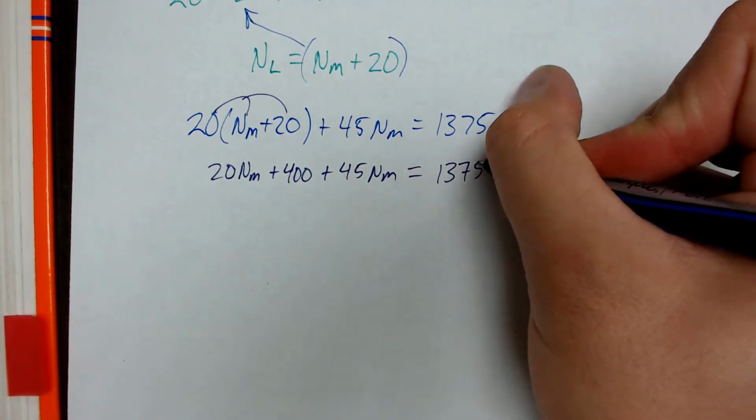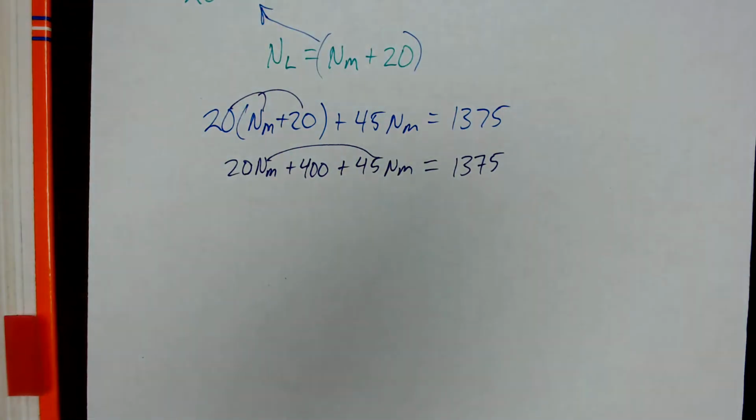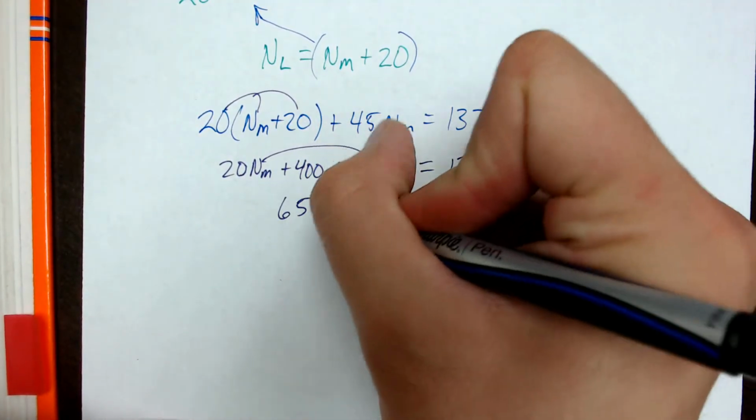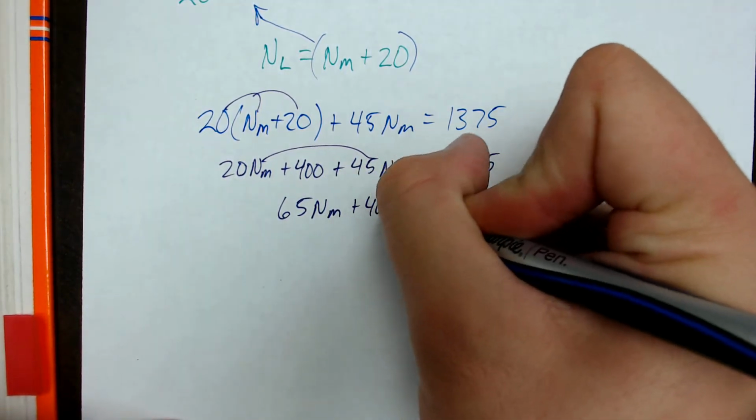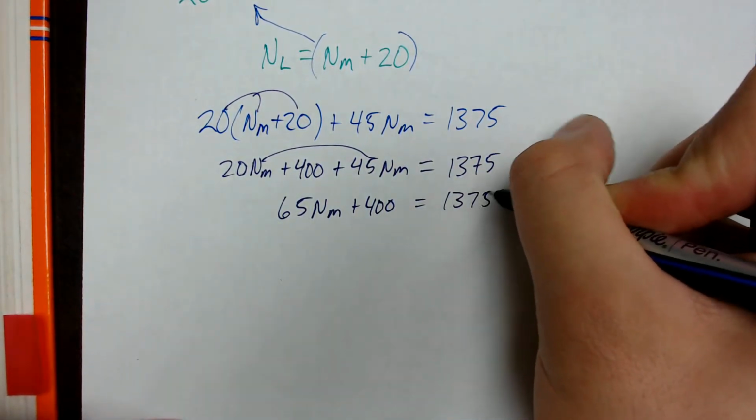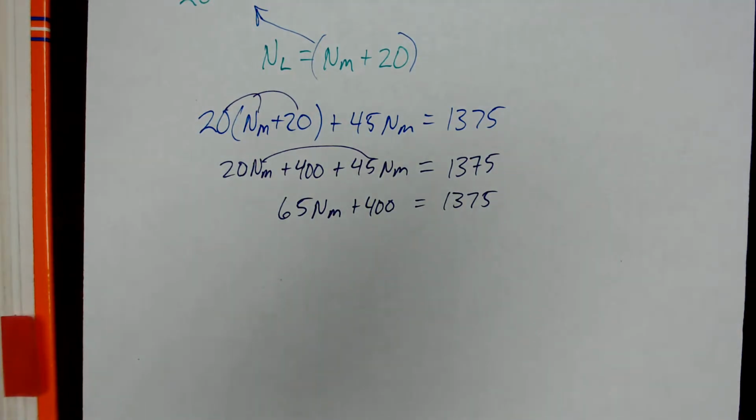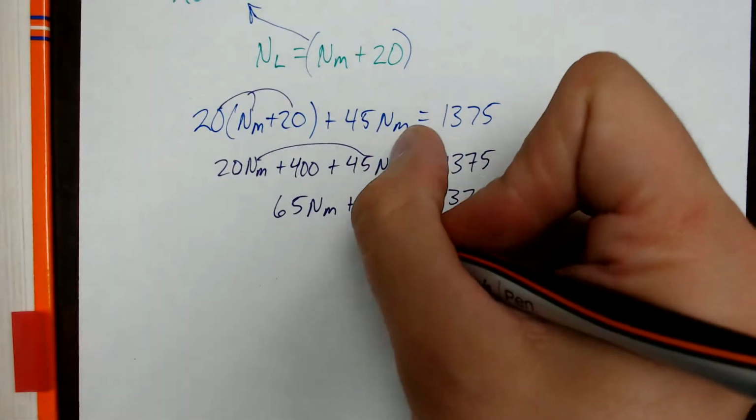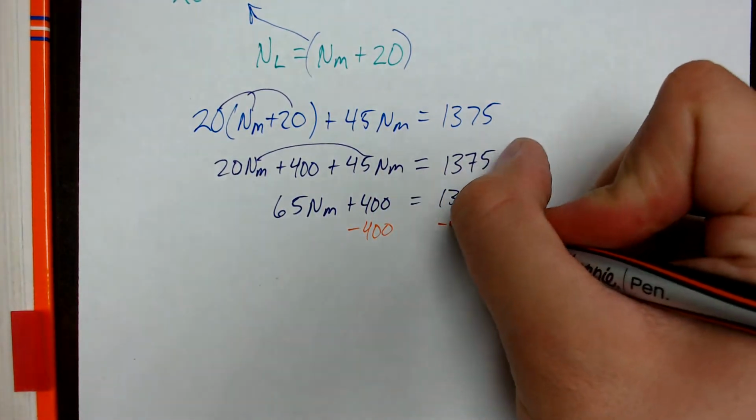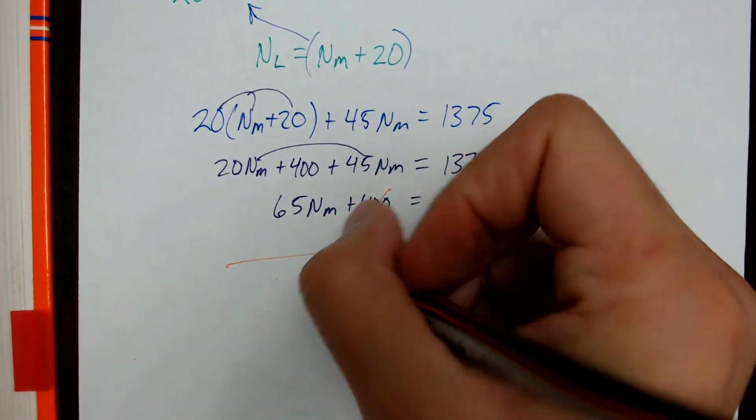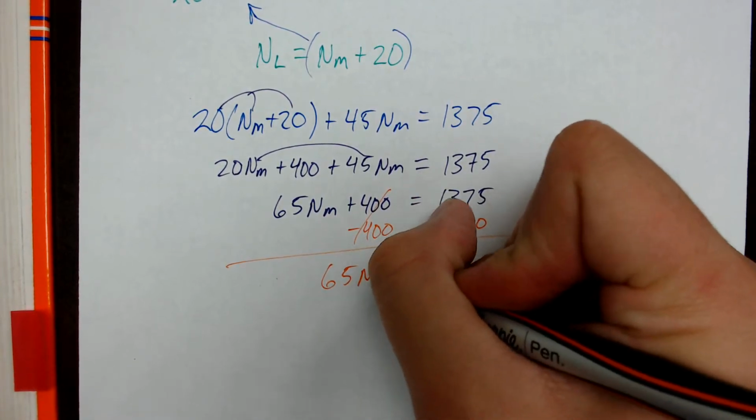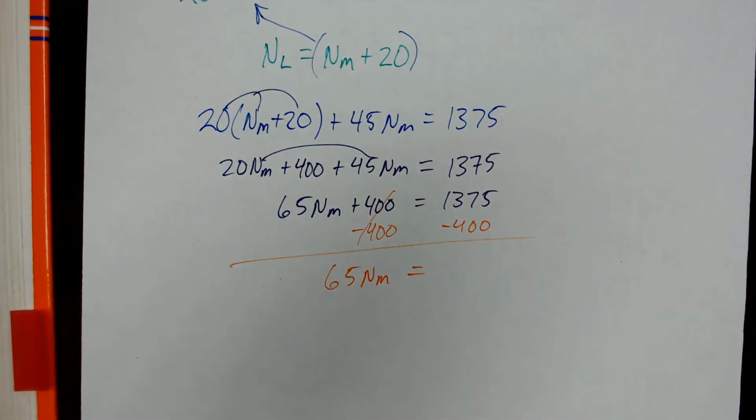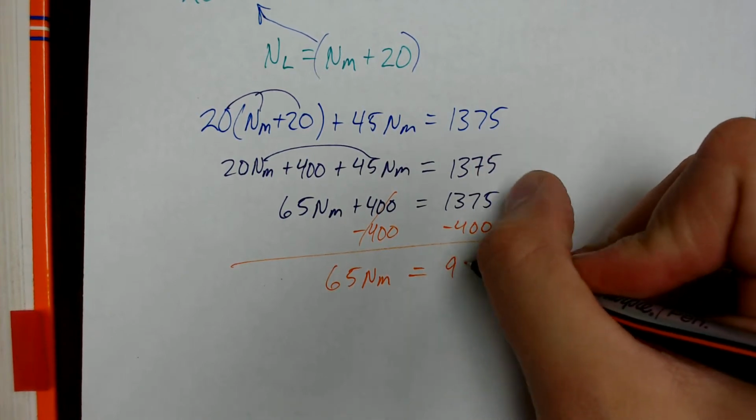Now I'm not done rewriting because I still need to combine like terms. So when I combine like terms, I end up getting 65 n sub m plus 400 equals 1375. So next step, I'm going to start solving my equation. So I'll use PEMDAS backwards. I'll attack the subtraction first. I'll subtract 400 from each side. Cancels, I get 65 n sub m is equal to 1375 minus 400, which gives me 975.